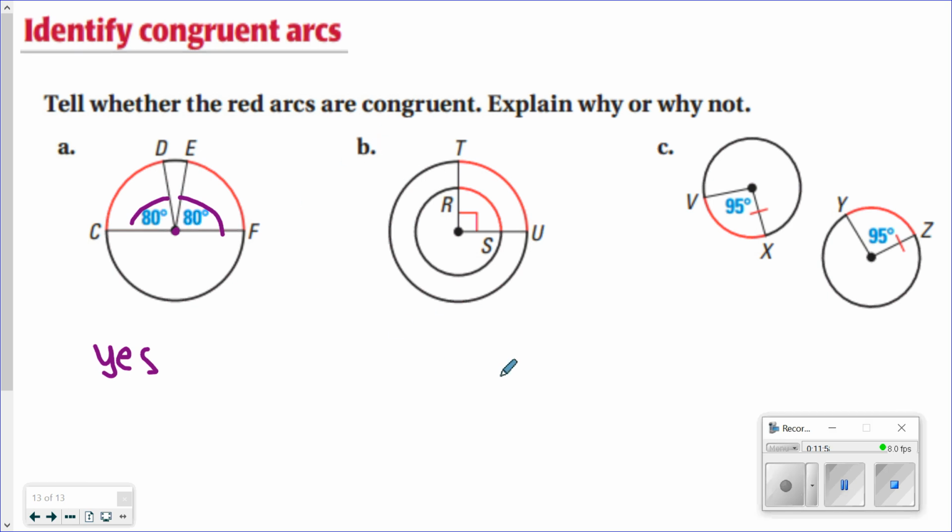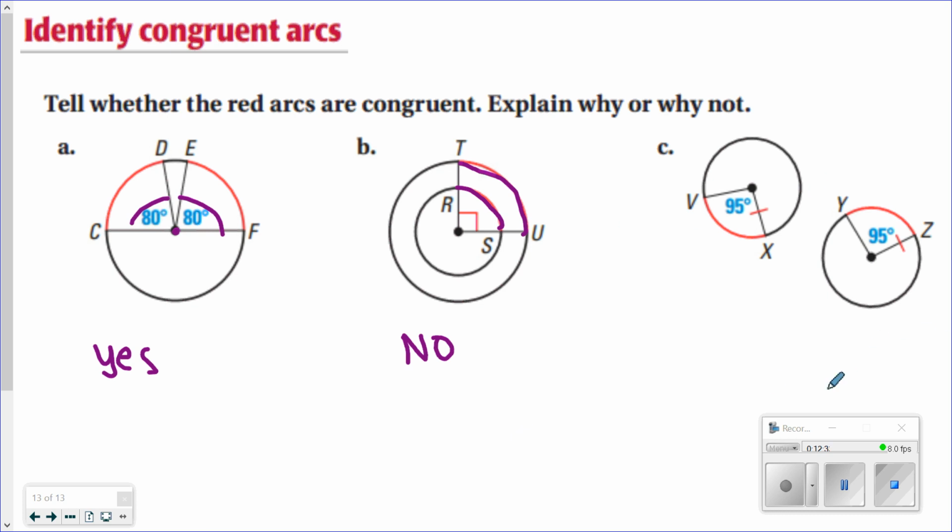Let's look at B here. Are these two arcs the same? Is this arc the same measure as this arc? And hopefully you can kind of see this in the picture. The answer is no. And why? Well, we don't have two congruent circles here. It's pretty obvious to see that this circle is much smaller than this circle. So even though this would be 90 degrees and this would be 90 degrees, their length, as in the size of these arcs, are not congruent.